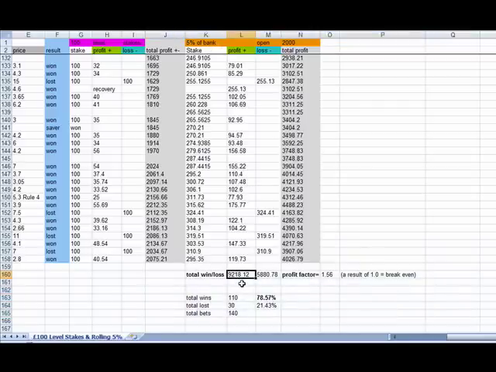Now, in the 5 or so months that this system has been operating, it's generated a total win of £9,218.12 and a total loss of £5,880.78. Now, when you know these two pieces of information, you can work out something called your profit factor. That is simply your total winnings divided by your total losses, which gives you your profit factor. In this case, it's 1.56.